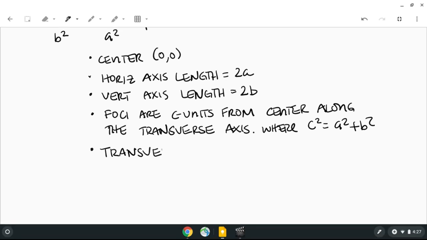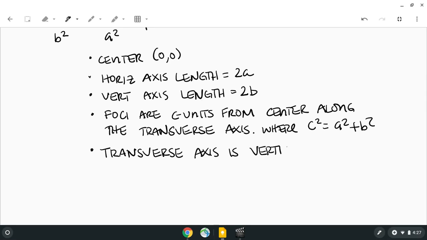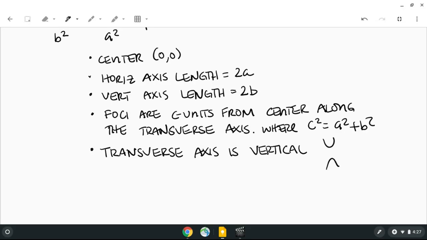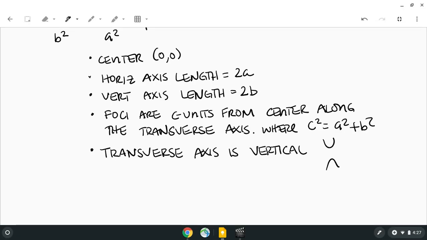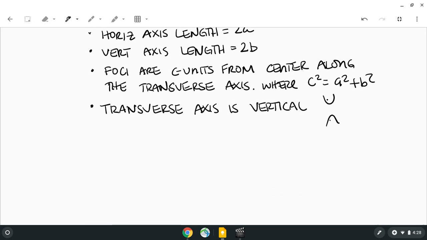So the only thing that's different is this right here. Transverse axis is vertical. Okay, so then your hyperbolas look like that, and you have a focus point in there and another one in here. Really should be more centered, but writing on this doesn't come with precision. Okay.